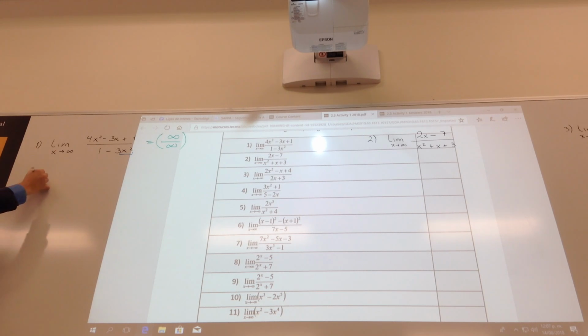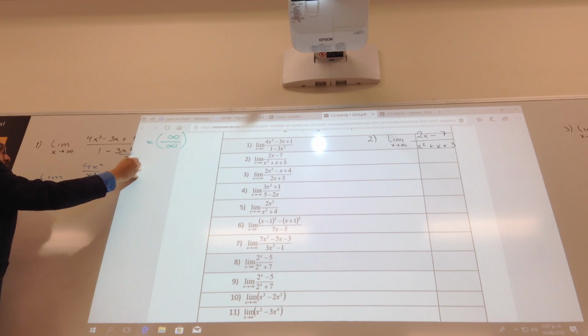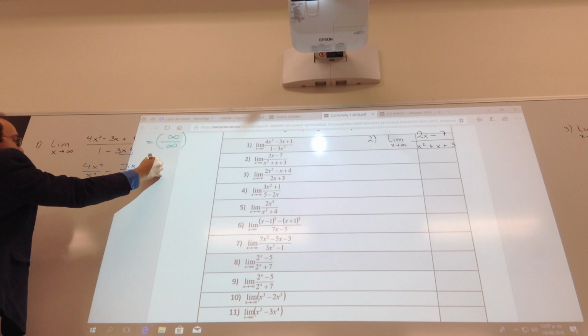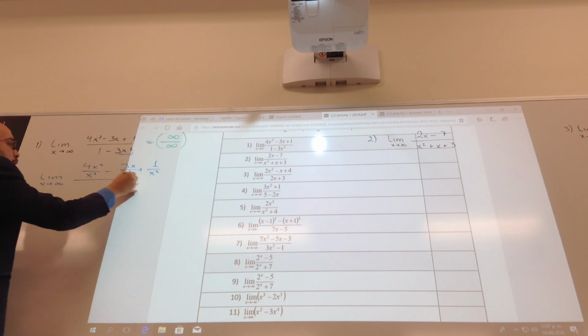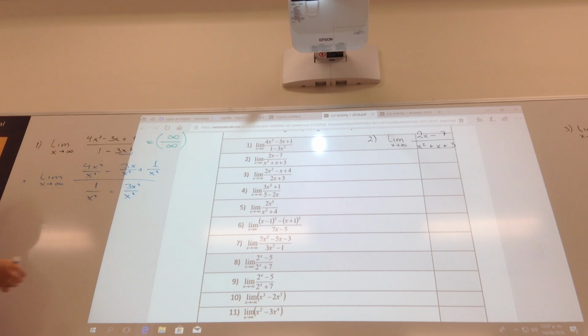So it's going to be limit x approaches infinity of 4x squared over x squared minus 3x over x squared plus 1 over x squared, over 1 over x squared minus 3x squared over x squared. Then can I simplify something here? Yes. We eliminate x. 4 minus 3 over x plus 1 over x squared over 1 over x squared minus 3.